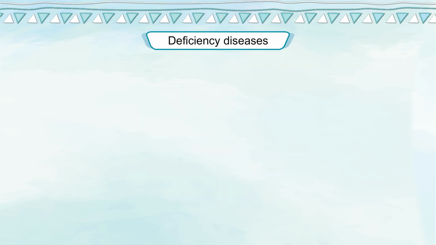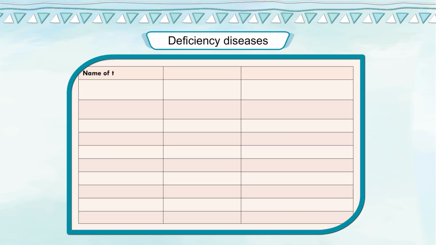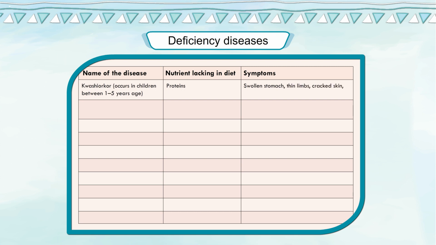Deficiency diseases. Name of the disease, nutrient lacking in diet, symptoms. Kwashiorkor occurs in children between 1 to 5 years of age. Proteins: swollen stomach, thin limbs, cracked skin, discolored hair. Marasmus occurs in children up to 1 year. Proteins and carbohydrates: loss of muscles, thin stomach, loose skin, discolored hair.